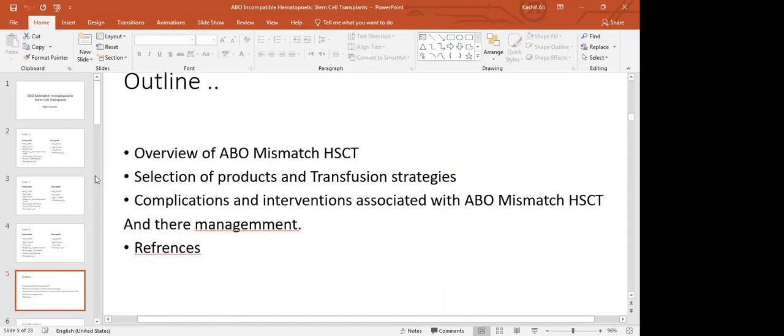Now, coming to my presentation, it will consist of the following objectives: an overview of ABO mismatch hematopoietic stem cell transplant, selection of products and transfusion strategies, and complications and interventions associated with ABO mismatch HSCT and their management.